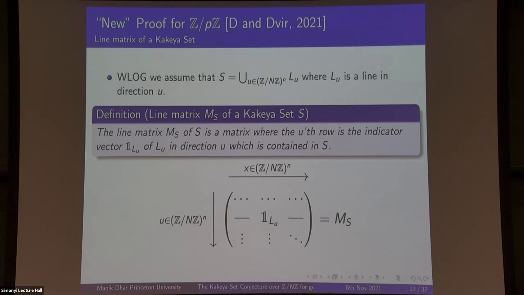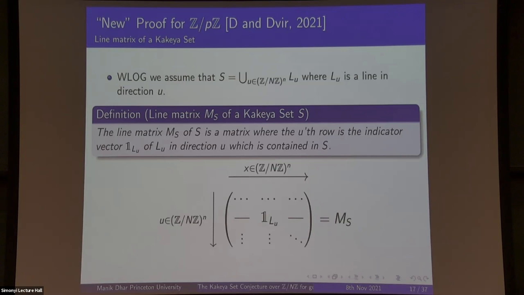If the definition is not clear, it's different than the matrix you had before. The matrix we had before was the indicator vector of each hyperplane with normal U. Now this matrix depends on S. S has a line L_U in each direction, right? And the U-th row is the indicator vector of the line L_U in direction U. We basically show that the rank of this matrix is lower bounded by that matrix W. The thing we care about is going to be the rank of this matrix.